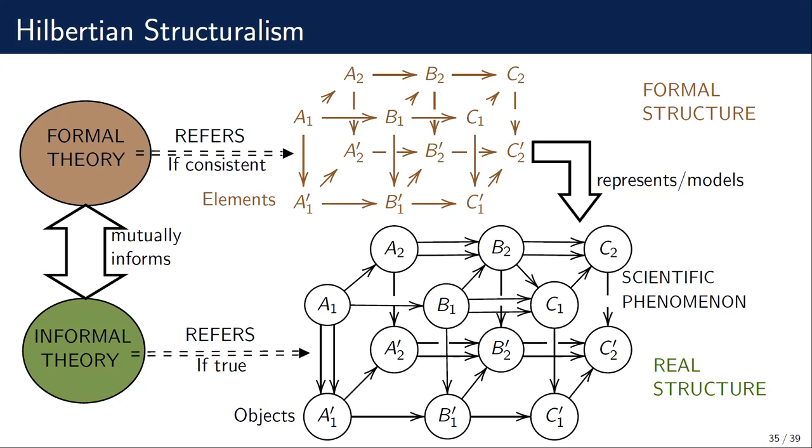So, from this point of view, what is really going on? We've got the availability of a realist picture here between the informal theory and the scientific phenomena. That's fine. We then can use our empirical base to extract from the informal theory a formalized version of that theory, which will refer to a structure with these thin objects in it. The thin objects will represent, model, or as Hilbert would say, encode the actual connections between the real objects of the scientific discipline.